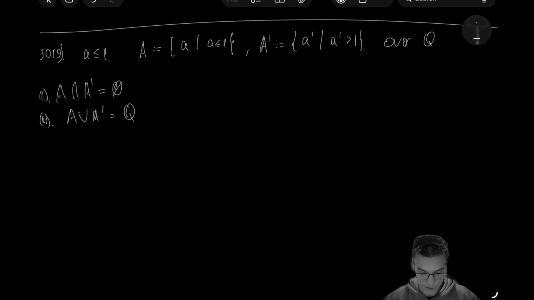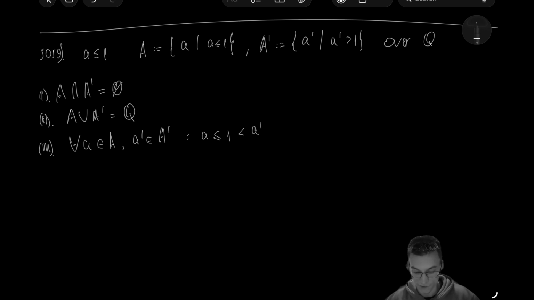And we can also see that for any number which is in our set A, and for any number which is in our set A prime, this is the third property, we can see that a is less than or equal to 1, which is in turn less than a prime by definition. And from this, it follows that a is less than a prime.